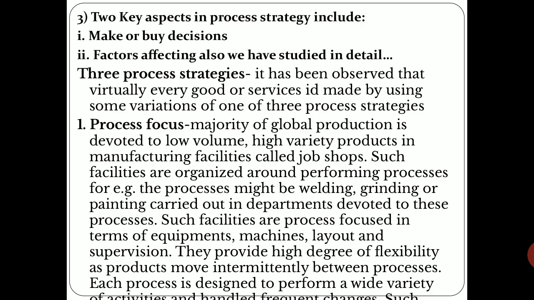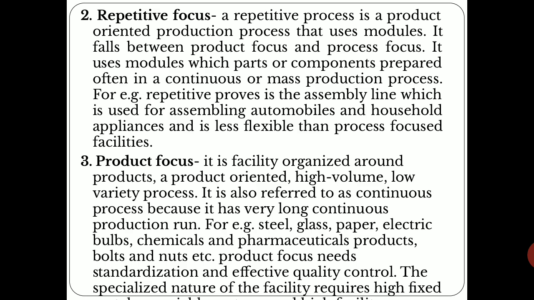That means whatever the common processes are, the similar types of equipment or machines are placed together and multiple products are produced. That means a high variety of products can be produced in low volume, and considering the similarity of the process, they are grouped together. This kind of strategy is known as process focus strategy. And if we move on to the next strategy, it is all about repetitive focus.